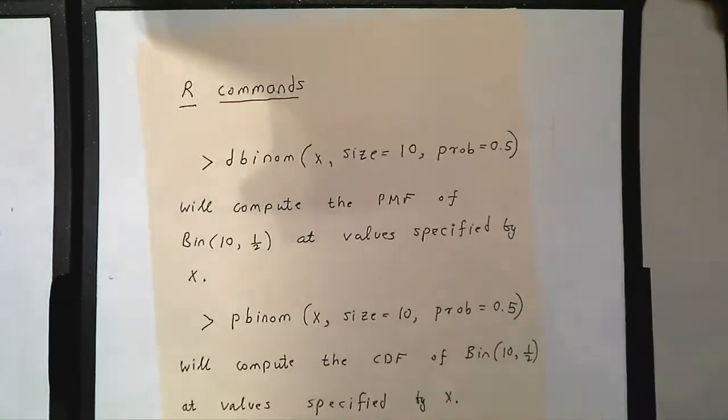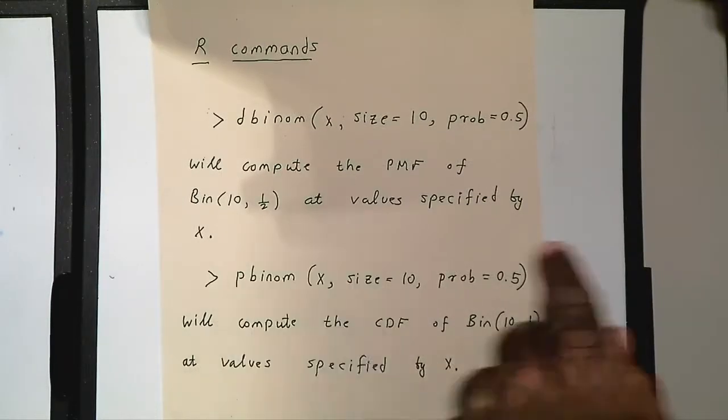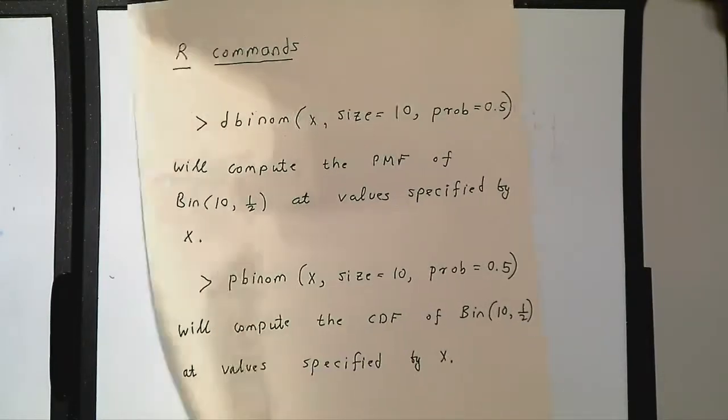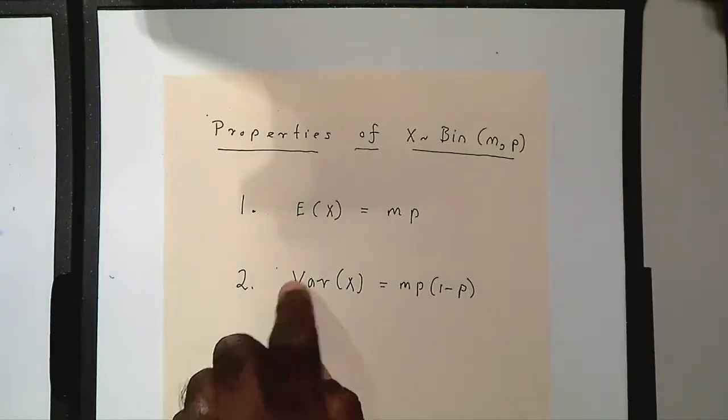These are the R commands for computing the PMF and the CDF of the binomial distribution. Right. And these are 2 basic properties of the binomial. I'm sure all of you know this already.